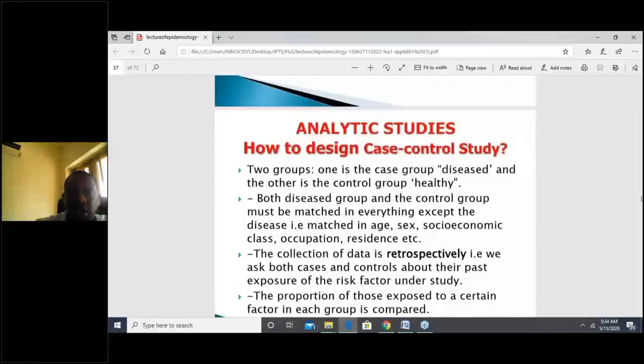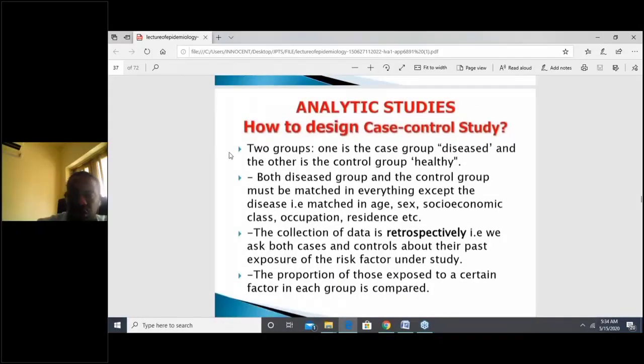So in analytical study, how do you design case control study? How to design it is you have 2 groups. One is the case group, that's the disease group. Then is the healthy group, that's called the control. Okay, so what you do is that both the disease group and the control group must be matched in everything except disease. So age-wise, they will be in the same age range, they'll be in the same sex, socio-economic class, occupation, and residence. So you want to study about a disease or study about an exposure.